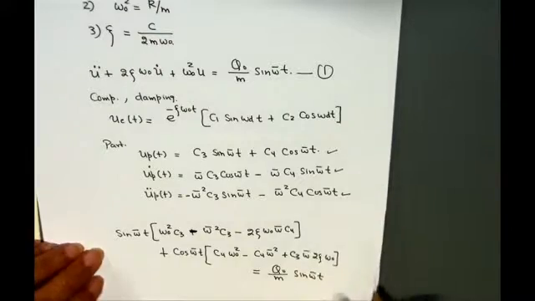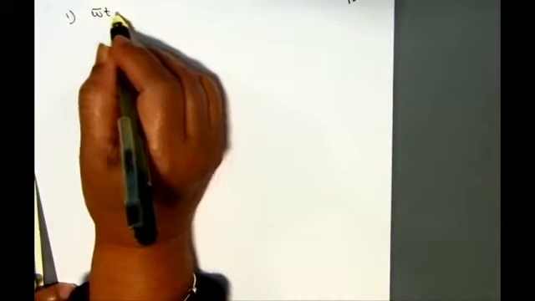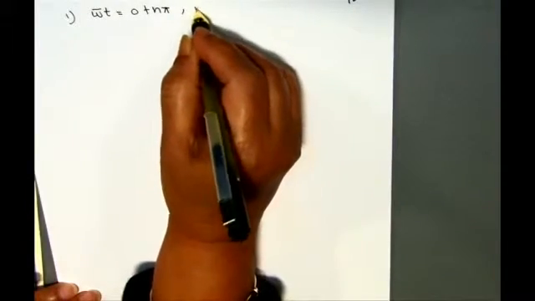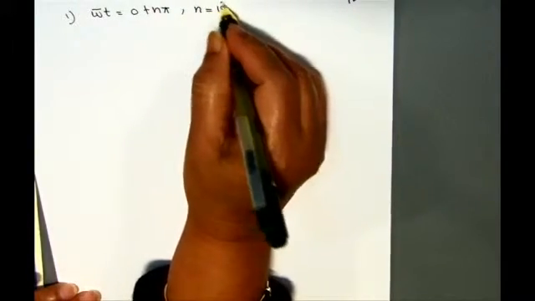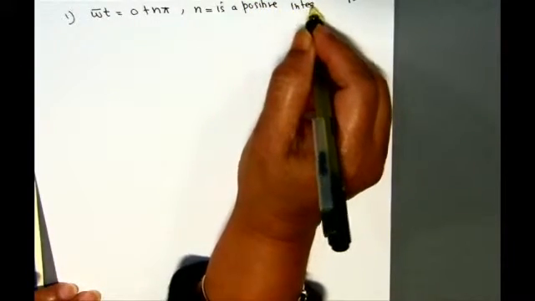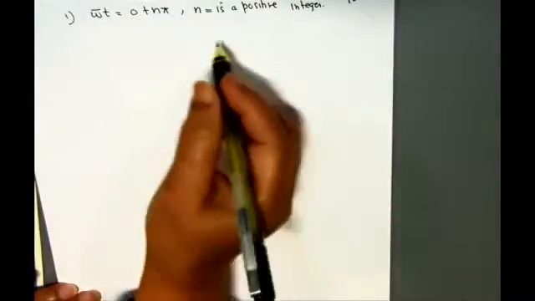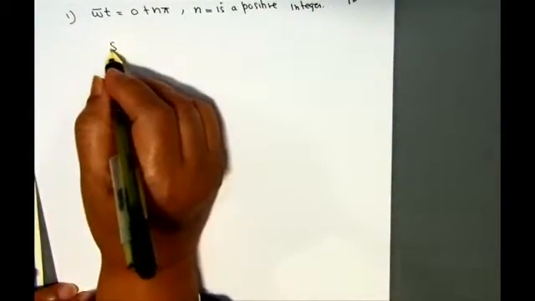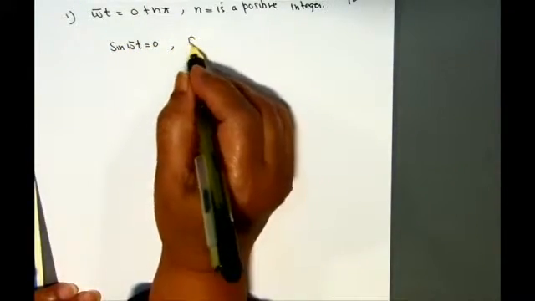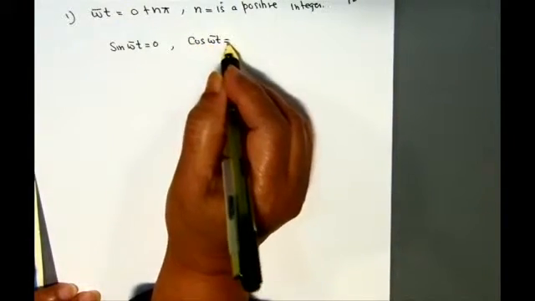Now, we are going to look at two cases. Case number 1, where omega bar t is equal to 0 plus n pi, where n is a positive integer. For that case, we know that sine omega bar t will always be 0, and cosine omega bar t will always be 1.